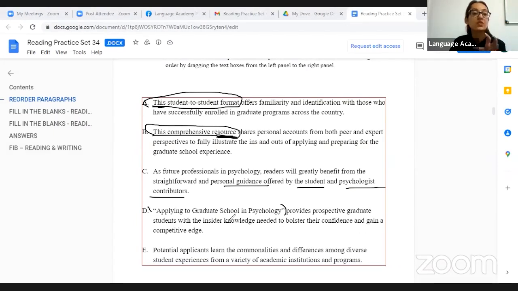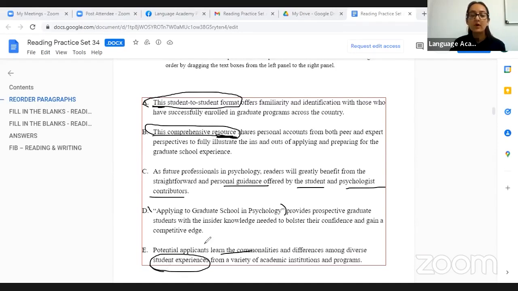So this was the resource. This is the magazine, maybe pamphlet, maybe whatever you get when you need to get admission in universities, they give you that brochure kind of thing. So it can be that. Potential applicants learn the commonalities and differences among diverse student experiences from the variety of academic institutions and programs. So here we are getting the information only from student experiences. So this is what is called analyzation.